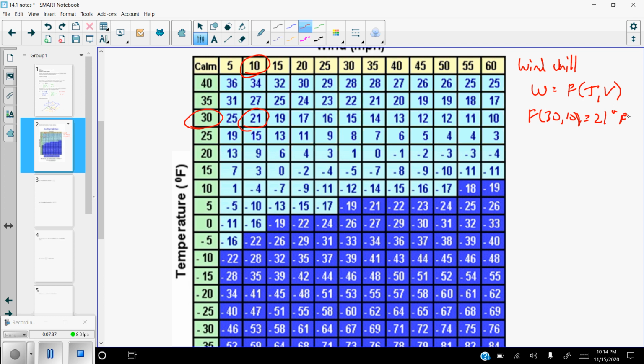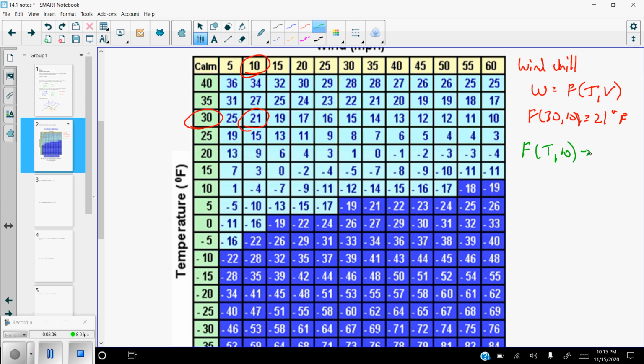So if the actual temperature outside is 30 degrees and the wind is blowing at 10 miles per hour, it's going to feel like 21 degrees Fahrenheit. That should hopefully make sense. That really probably should not be that much of a problem. But now let's say we do it a different way. Let's say I want to find the function of t, 10. What does that mean?